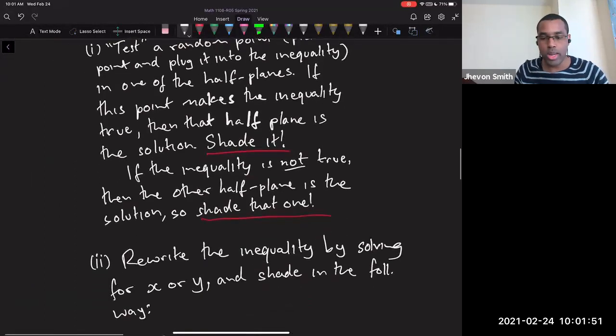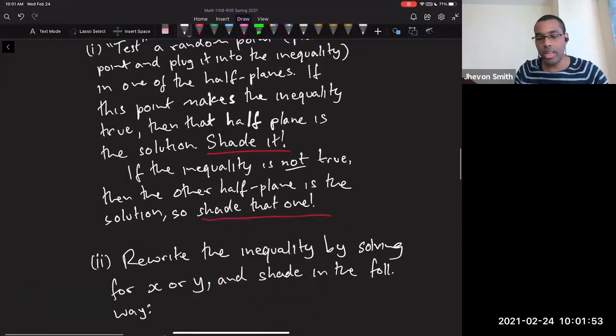And there are two main ways to actually do this. You can plug in a point to see if the inequality is true: pick a random point in one of the half planes and plug it into the inequality. If it makes sense, that half plane is a part of your solution. If it doesn't make sense, the other half plane is the solution. Then you shade the one that gives you the solution.